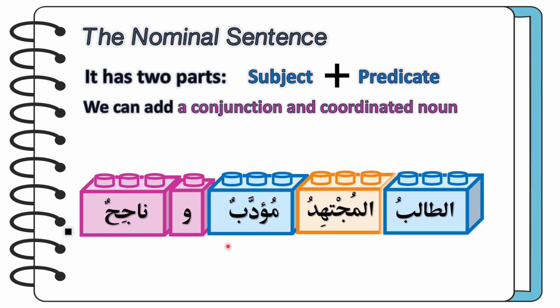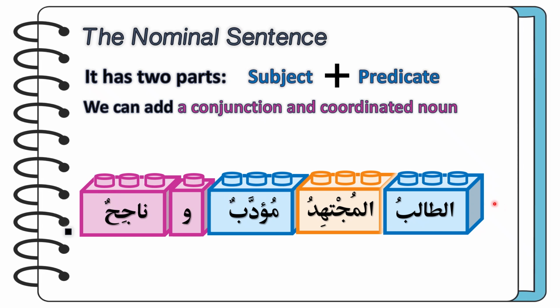So the relationship between a conjunction and its coordinated noun should agree, just like the adjective with the noun it's describing. The same thing here, they should agree with each other. So if this one is indefinite, remember no L, the noun after it also should be indefinite. And as for the grammatical case, if the predicate ends with a dhamma, and here it's a double dhamma, the noun that follows it also should end with a double dhamma.